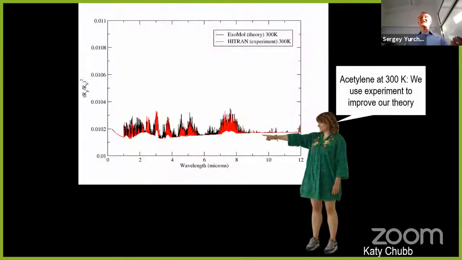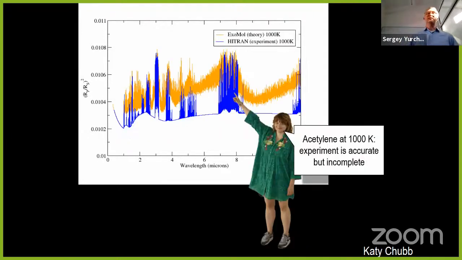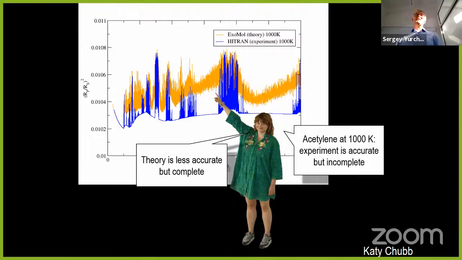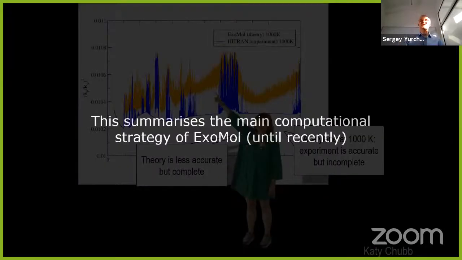This is an example of an acetylene line list at room temperature, where we use experiment to improve our theory. Here is the line list for acetylene. And then if you go to high temperatures and compare to the existing experimental data at 1000 Kelvin, you will see that the experiment is incomplete. We provide full coverage, however, we only guarantee our accuracy in the ranges where we could directly compare to the experiment. And theory maybe is less accurate in the ranges in between the experimental data, but complete. This summarizes the main computational strategy of ExoMol.